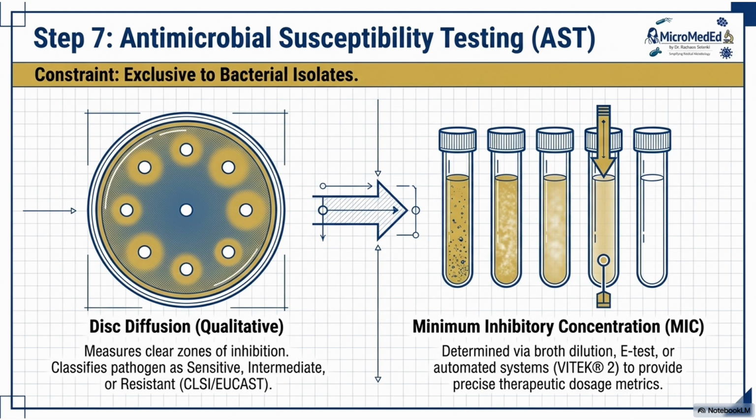Antimicrobial susceptibility testing is again for bacteria as well as for fungi. The methods are the modified Kirby-Bauer method, that is the disk diffusion method, or by MIC, in which E-test, automated system, broth microdilution, all can be done.